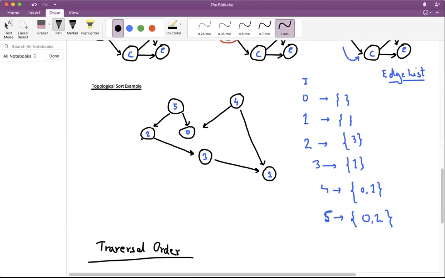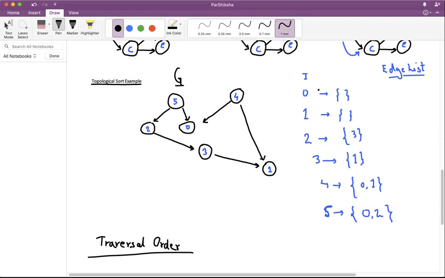So the idea is that, let's say you have a graph G which is given with this, which basically says that there is an edge from 5 to 2 to 0, and there's an edge from 4 to 0 and 1, and there's an edge from 2 to 3 to 1, right? So that's how it is represented. And let's take the edge list representation for this. So let's say 0, there is no outgoing edge from 0, there is no outgoing edge from 1. These are the leaf nodes.